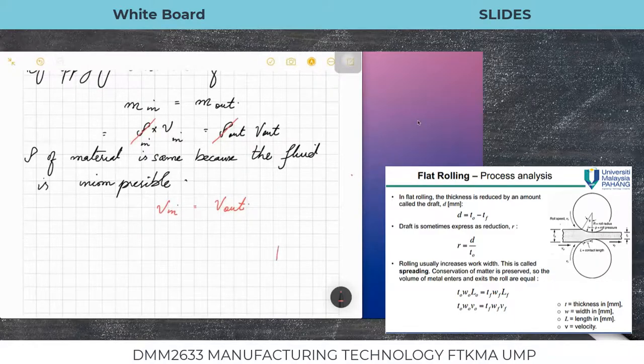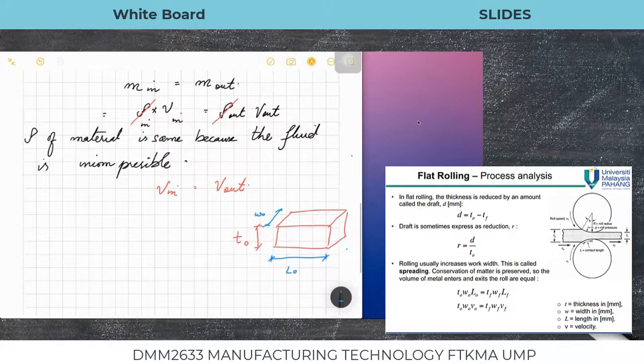Now my sheet or material has an initial thickness, let's say T naught. Then I have the width of the material, W naught, and the length of my material, L naught. The volume formula is volume equals thickness times width times length. So my formula becomes volume in, T naught multiplied by W naught multiplied by L naught, is equal to final thickness multiplied by final width multiplied by final length.